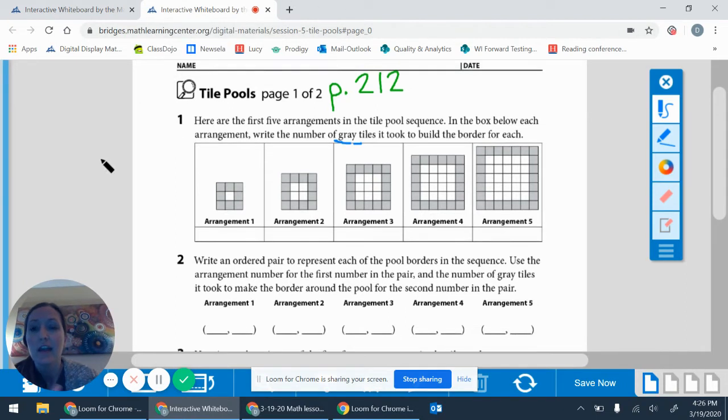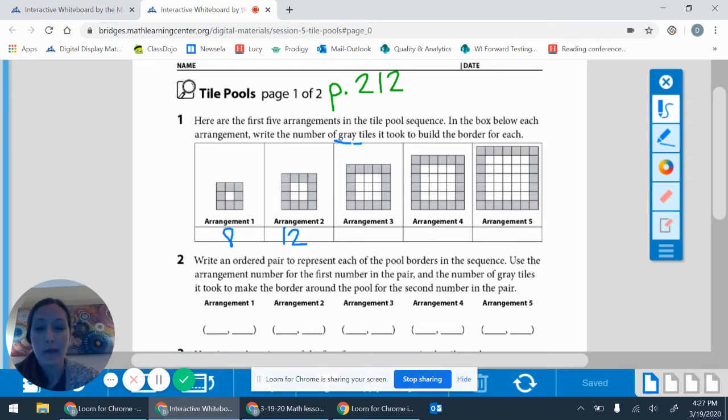So as we're here, just like you did yesterday and with your other arrangements, we're going to take arrangement number 1. We're going to count up those gray tiles. I see that there are 1, 2, 3, 4, 5, 6, 7, 8. So under arrangement number 1, I'm going to write my 8. Let's take a look at arrangement number 2. I'm going to look at those gray tiles and count them up. I count 1, 2, 3, 4, 5, 6, 7, 8, 9, 10, 11, 12. 12 tiles. So let's write our 12 underneath arrangement number 2.